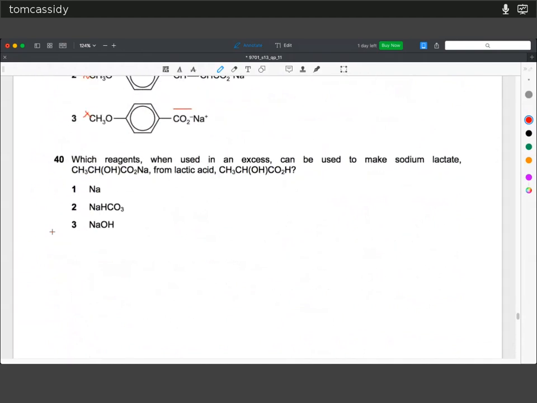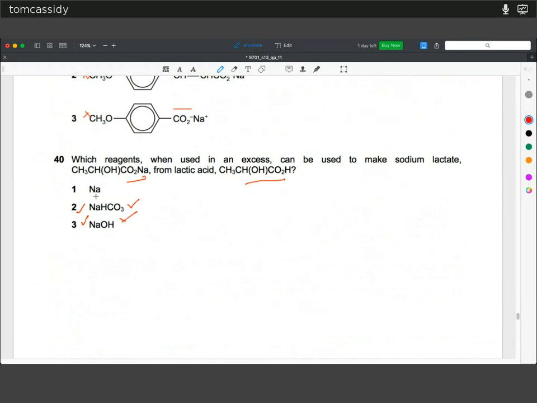Last question then, you've got lactic acid, and you want to make the sodium salt of the lactic acid. Well, you can neutralize the acid with sodium hydroxide. You can do the same thing with sodium hydrogen carbonate. So that's going to definitely work. That's going to definitely work. But you could add sodium to an acid, but that's almost certainly going to cause an explosion.